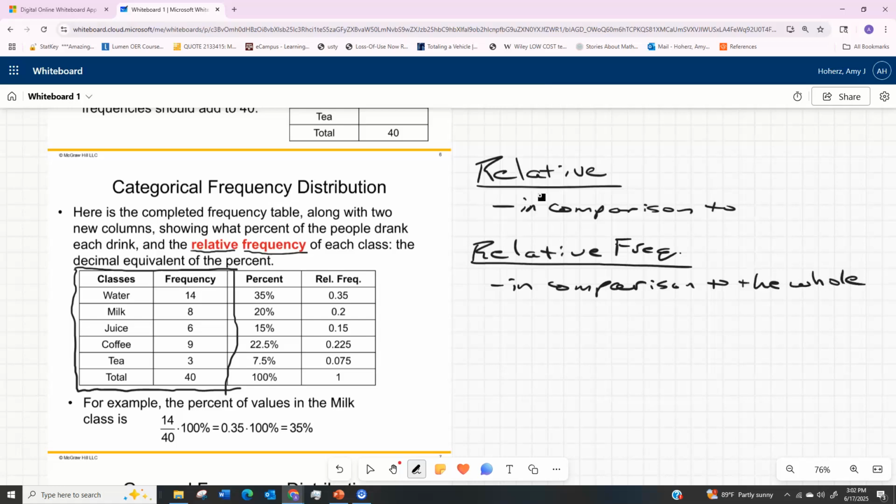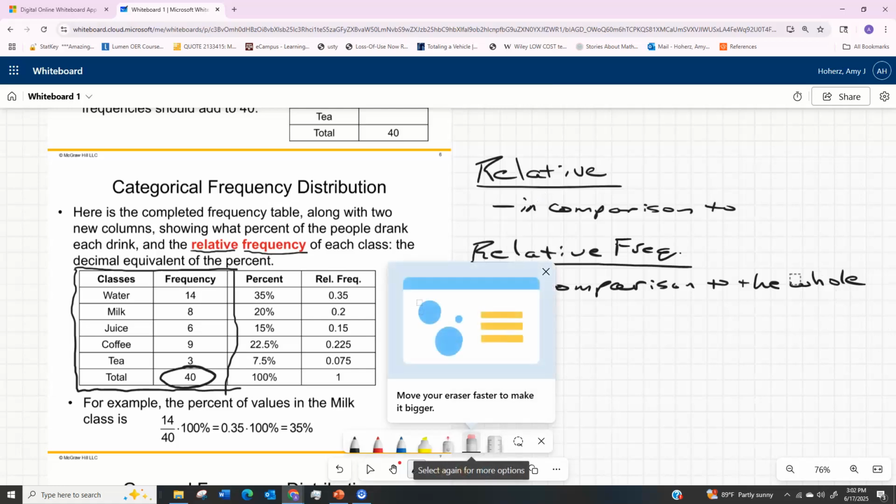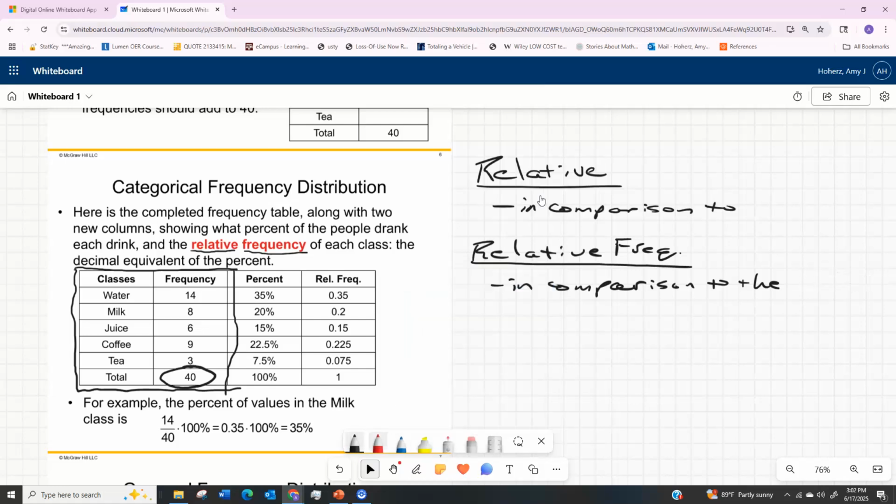So in this case, the relative frequencies of each of these frequencies, 14, 8, 6, 9, 3, would be in comparison to the total. I'm going to change that. Let's say instead of saying whole, let's say total. Okay, so in comparison to the total. So in the case of this, we have it written down here, but we'll do a couple more.